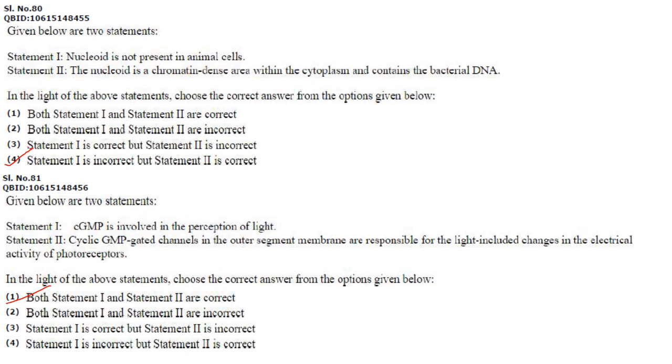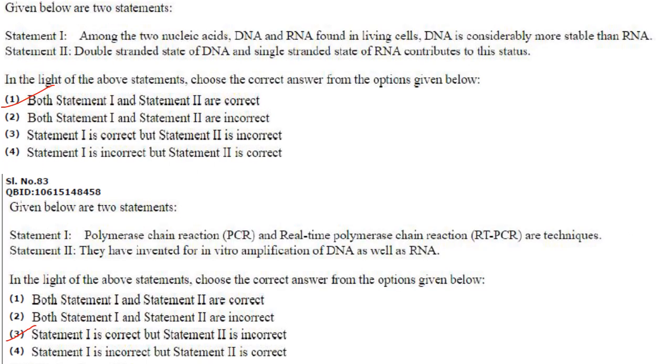Next one. Statement 1: cGMP is involved in the perception of light. Yes. Cyclic GMP gated channels in the outer segment membrane are responsible for the light-induced changes in the electrical activity of photoreceptors. So both statements 1 and 2 are correct. Then next one. Among the two nucleic acids, DNA and RNA, found in living cells, DNA is considerably more stable than RNA. Yes. The double-stranded state of DNA and single-stranded state of RNA contribute to this status. Yes. So both statements 1 and 2 are correct.